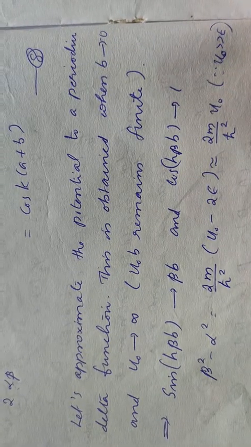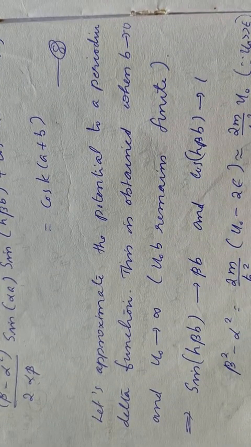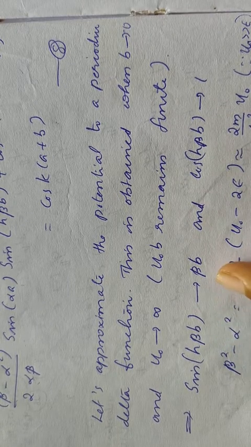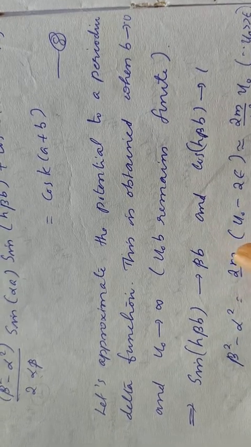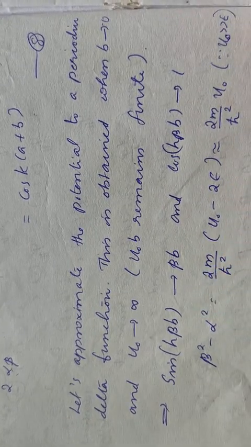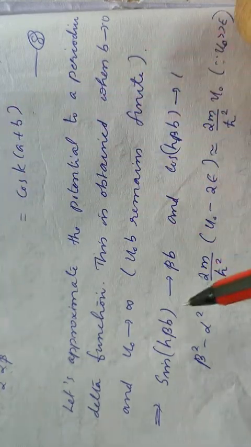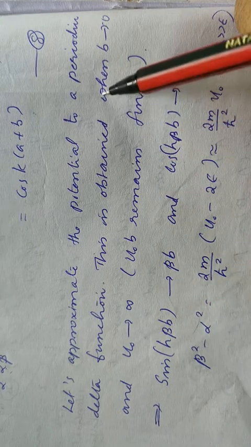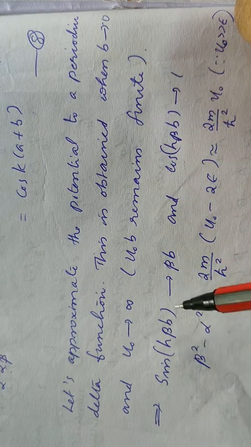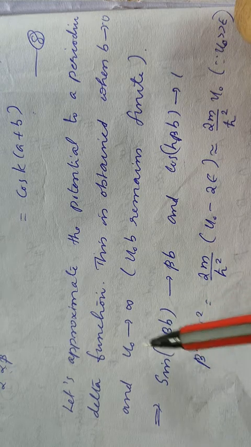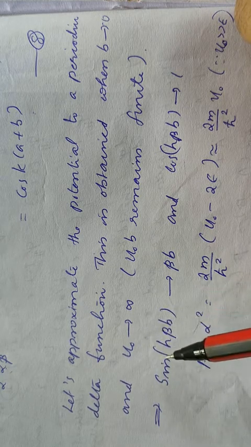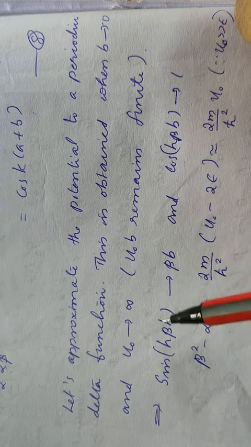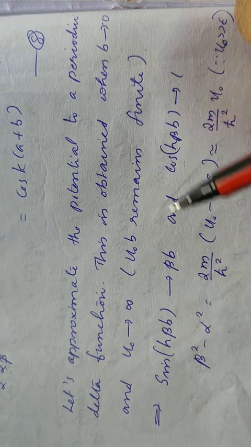If we apply this condition, we will get sinh beta b approximately beta into b. Not in this equation, we are treating the terms separately, and we will put them back into this equation. So what will happen when b tends to 0 for the sine function? As b tends to 0, this angle will be very small. So for small angle, sine theta tends to theta.